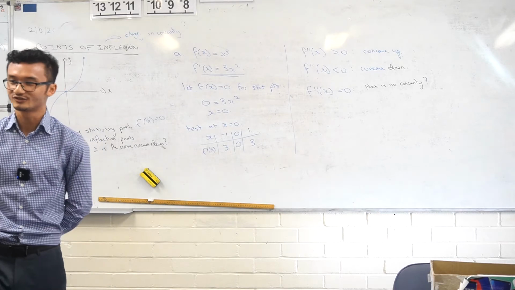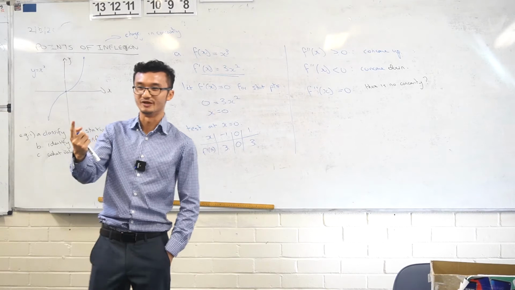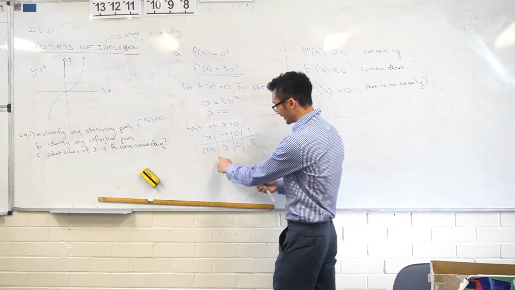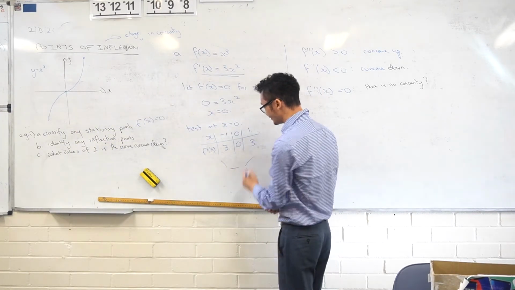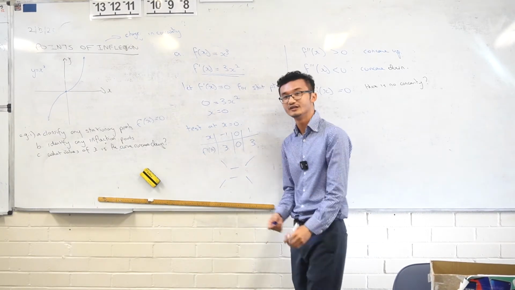Because we actually looked at 2 types, didn't we? We looked at one that was a minimum, so the gradient should be going negative, then 0, then positive. And we also looked at a maximum where it goes the other way, right? This one doesn't fall into either.